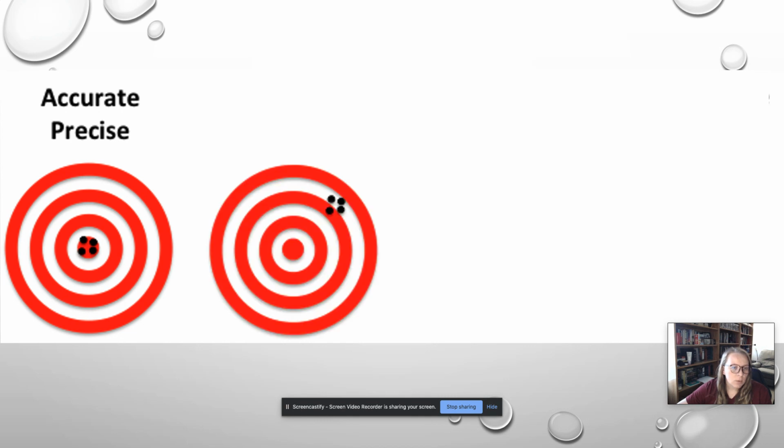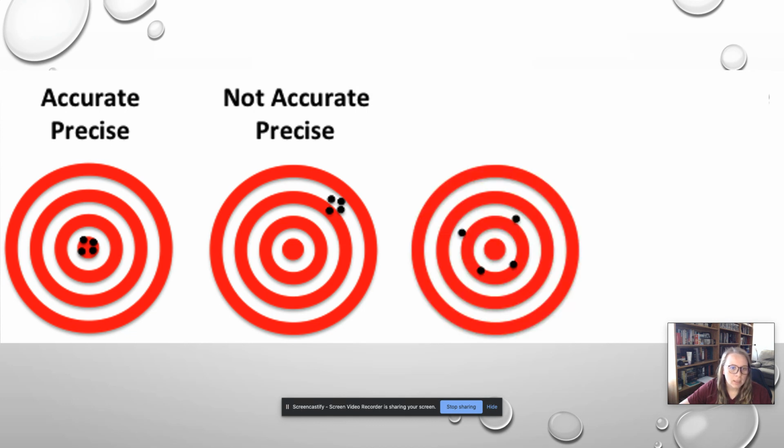In the second one, all of the dots are close to each other, but they're not anywhere near the bullseye. So we would say that these are precise, right? Whoever did them got them all really close together, but they're not accurate because they're far away from what the true or accepted value is, which is the bullseye. So not accurate, but they are precise.